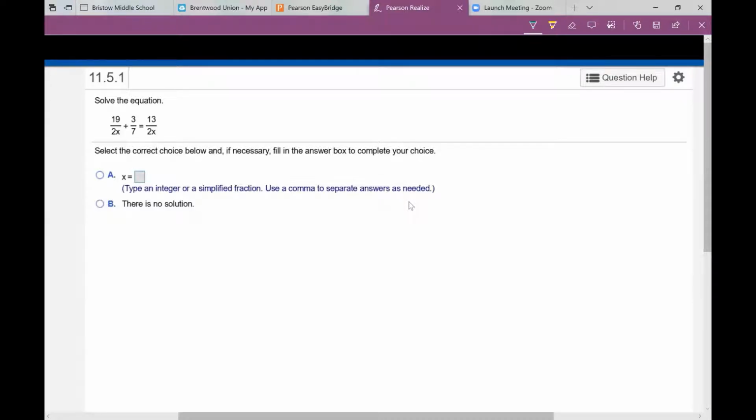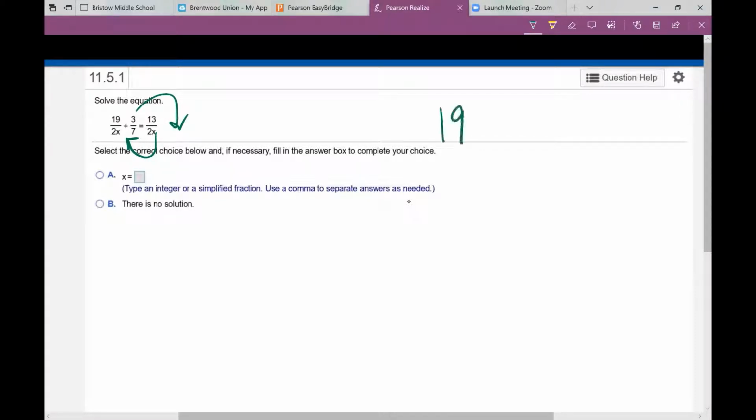In today's lesson, you will be solving equations that have fractions with variables in them. So sometimes you do things a little differently. In this case, since I have three fractions and two of them have the same denominator, I am going to go ahead and rearrange things instead of leaving it as is. So I'm going to move the 13 over 2x to the left. I'm going to move the 3/7 to the right so that I can combine like terms.